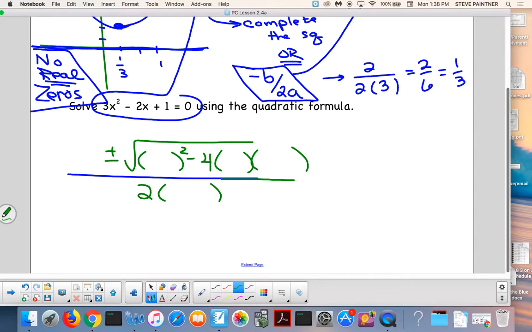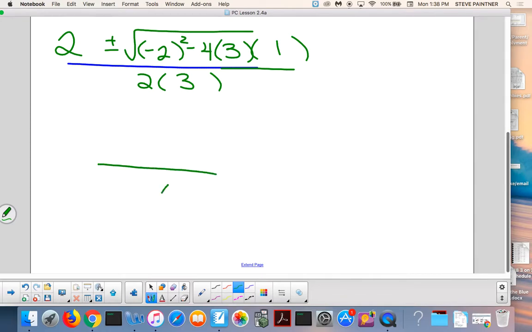What's your B? Your B is -2. What do you put out here, though? 2. Opposite of B. Okay, 2. And then here you put in B, and then you square it. -4 times A. What's A? 3. And C is 1. And then A is 3. So I'm going to get 6 on the bottom.